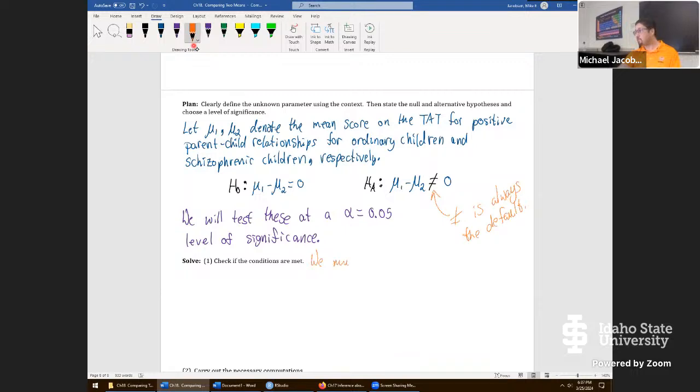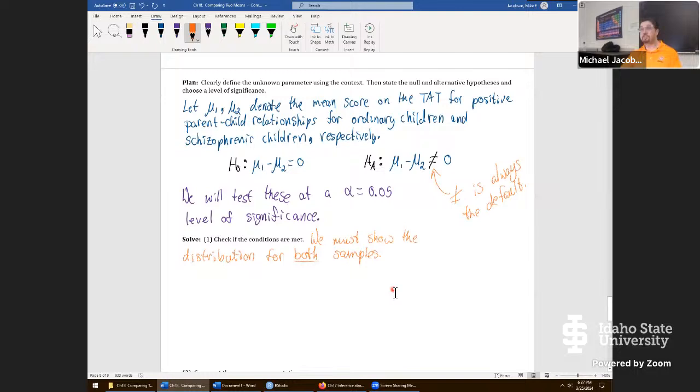That looked pretty bad. But for this, when we check conditions here, we must show the distribution for both samples. So this again takes us right back to chapter 1, where we'll output a couple histograms, see how they look, and check with the robustness conditions to see if we're okay for the 2-sample procedure. Any questions at all, folks, before we go to that next phase?